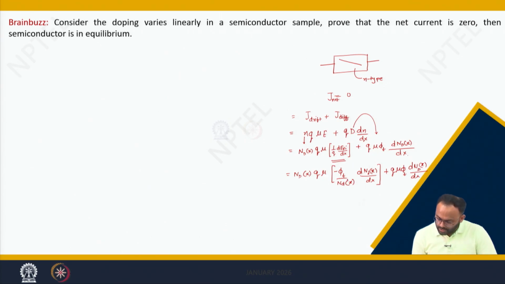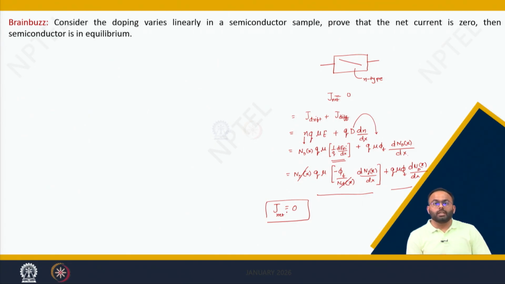If you see here, this term is exactly cancelled by this term, which means the net current in equilibrium, even with a non-uniformly doped semiconductor, is 0. Even though the diffusion component exists, there is an equal and opposite drift component, which makes the net current equal to 0, and hence your semiconductor is charge neutral in an equilibrium condition.